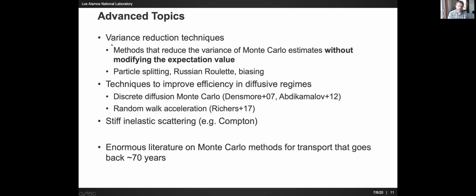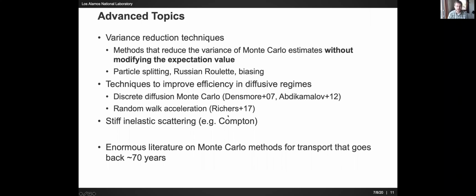Variance reduction techniques is basically what can I do to reduce my error at a fixed number of samples, and there's lots of methods out there that help you do this. Particle splitting, Russian roulette, biasing, these are just words, but these are things you can look into. There are techniques to improve the efficiency of the codes in diffusive regimes. So discrete diffusion Monte Carlo is one, random walk acceleration, there's some papers and that sort of stuff.